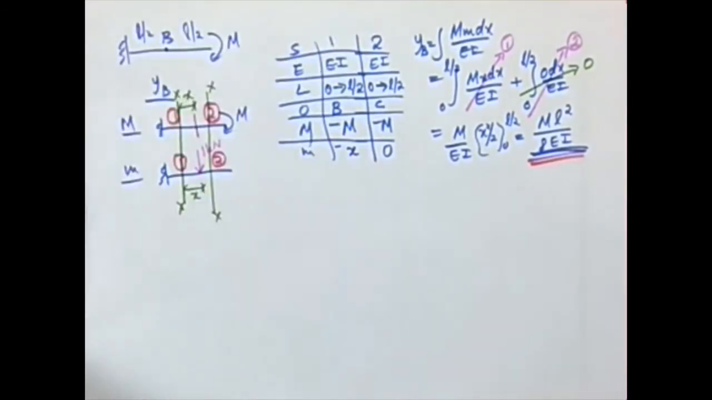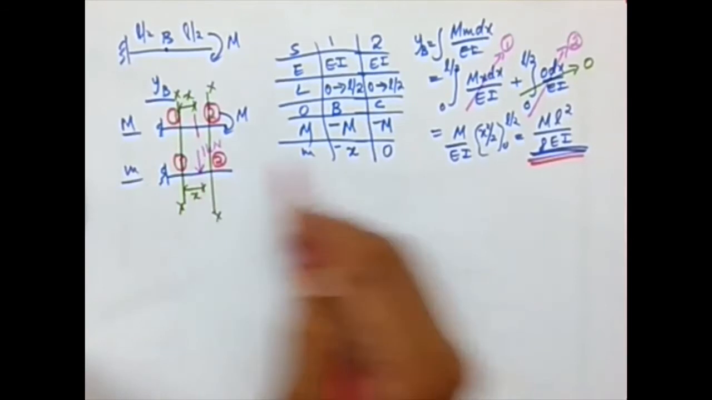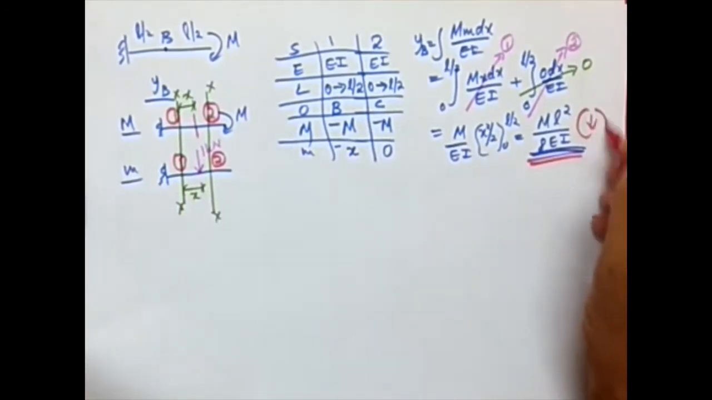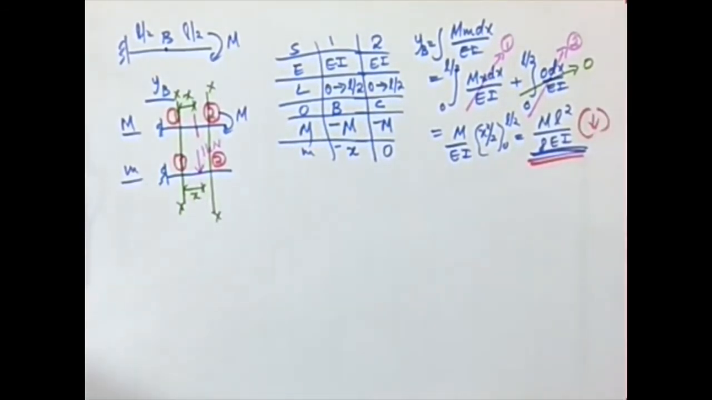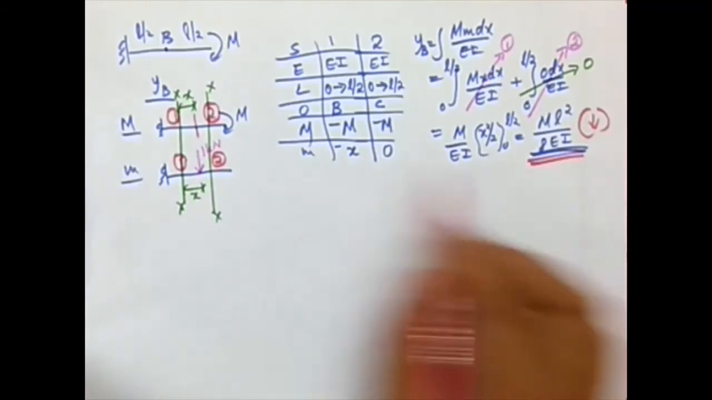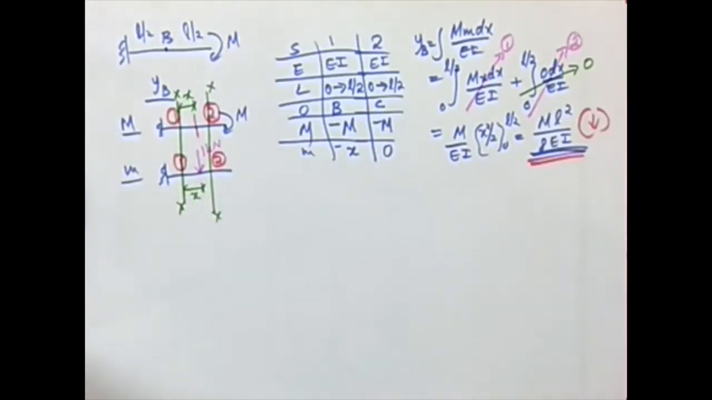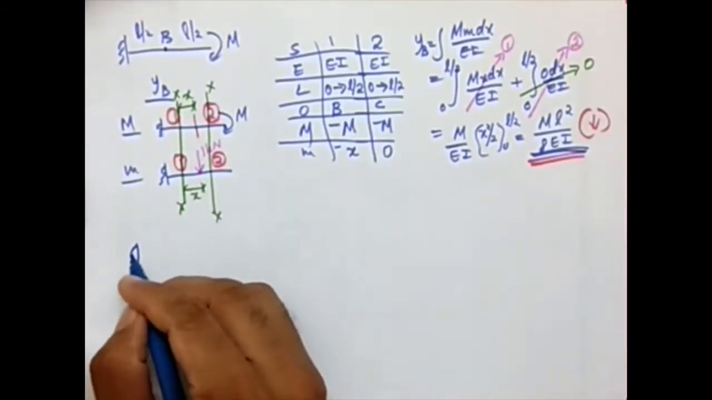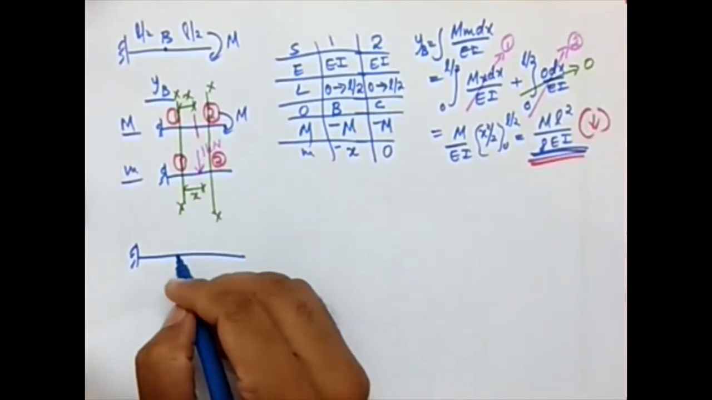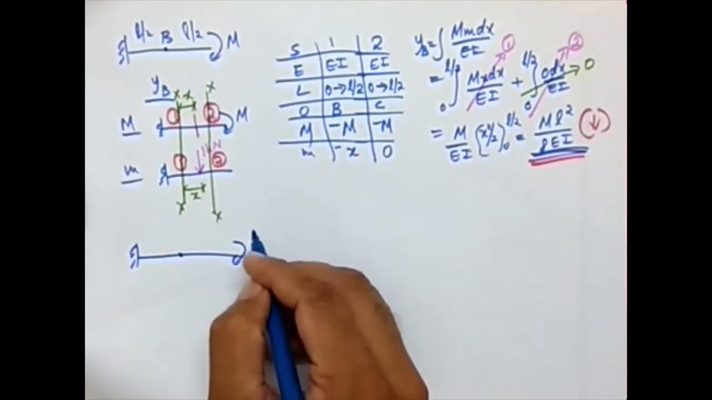And what about the direction? The assumed load is downward, hence the deflection is downward. So that's the deflection of point B. Now we are going to talk about the slope of point B. Okay, so I need to get the slope.